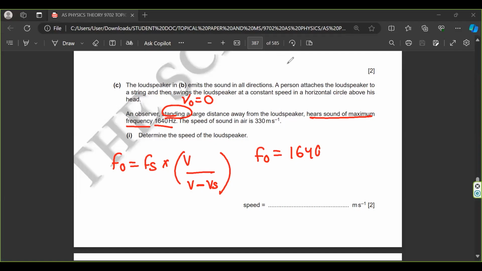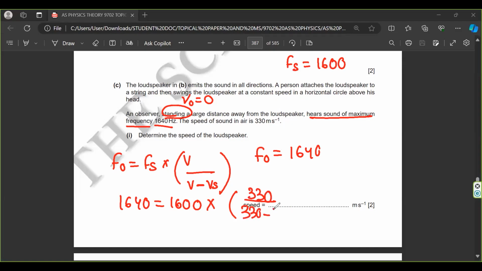And in the above question, we found out the frequency of the source was 1600. So therefore, we can write here that 1640 is equal to 1600 multiplied by speed of sound, 340 or 330, divided by 330 minus Vs. So if you solve this, Vs is going to be 8.05 meter per second. Hence, this is the answer. All right. Let's move to the next part of the question.